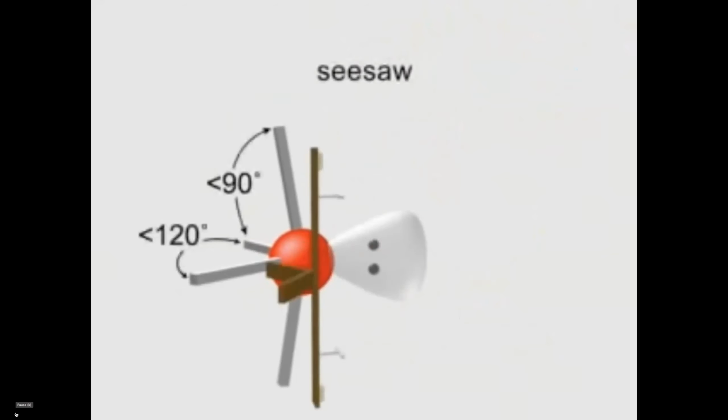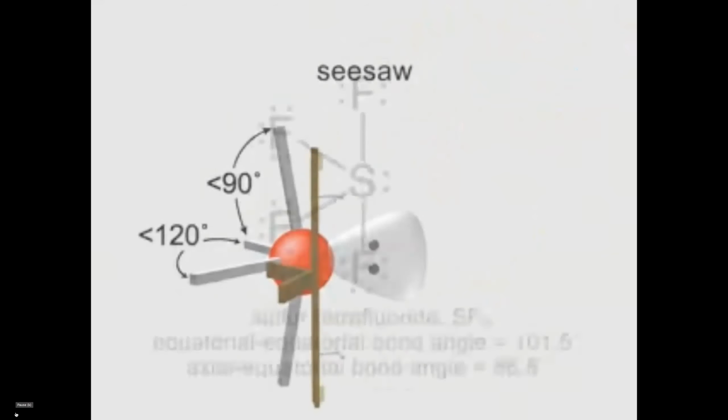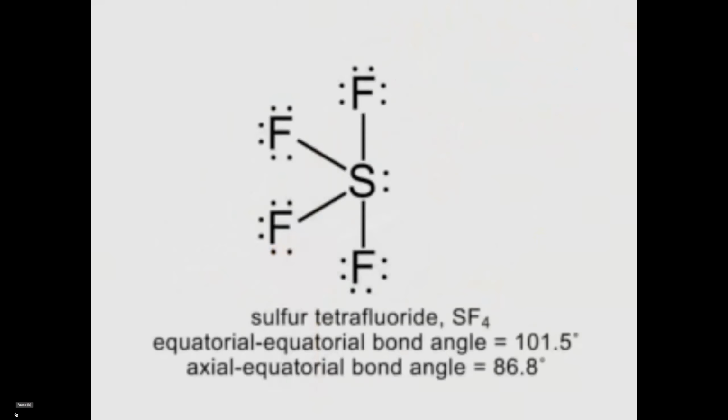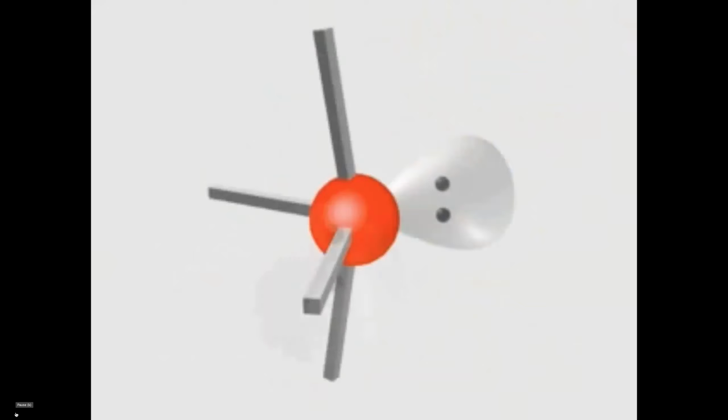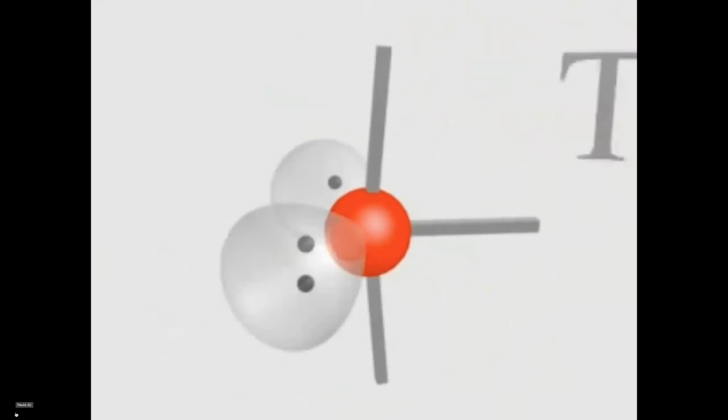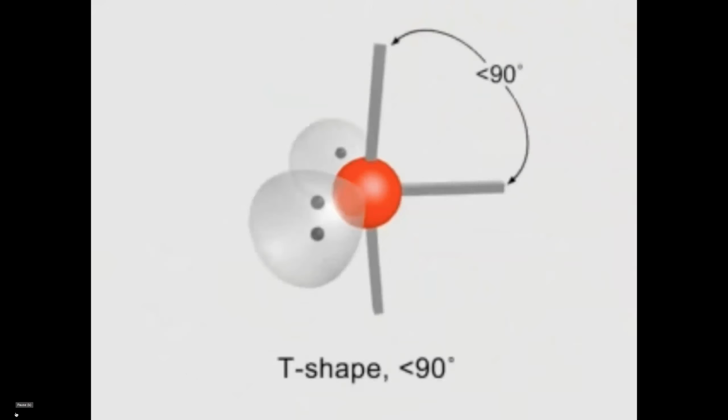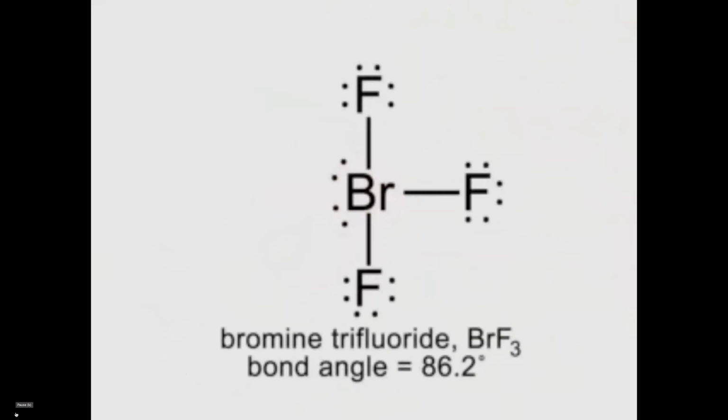With one lone pair, the object has a seesaw shape. Sulfur tetrafluoride is an example. With two lone pairs, the object is T-shaped, and the two remaining angles are less than the ideal 90 degrees. Bromine trifluoride is a T-shaped molecule.